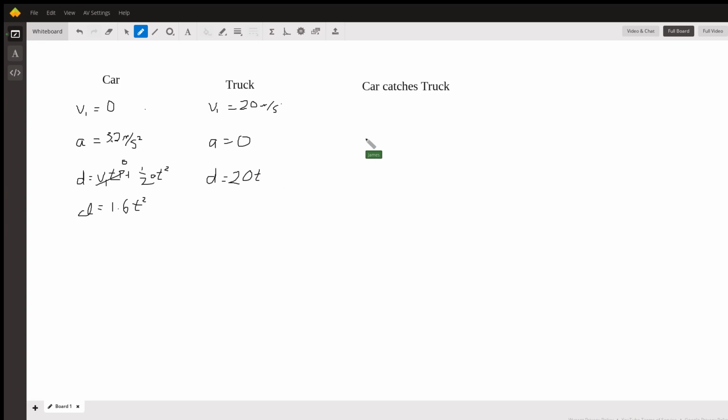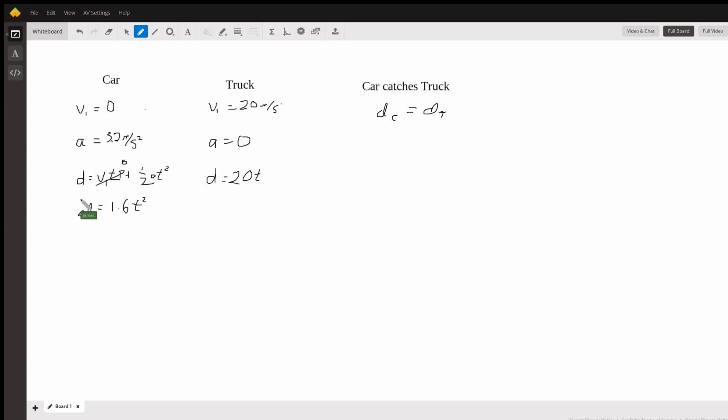Now, we need to figure out what it means in terms of these equations for the car to catch the truck. It means that the distance traveled by the car is equal to the distance traveled by the truck. We know that's true at time 0, but that doesn't really help us out. There's going to be another time when the distance traveled by the car and the truck are the same. If you imagine the situation, initially the truck goes ahead of the car because it's already moving faster, but as the car speeds up, it eventually gets faster than the truck and catches it.